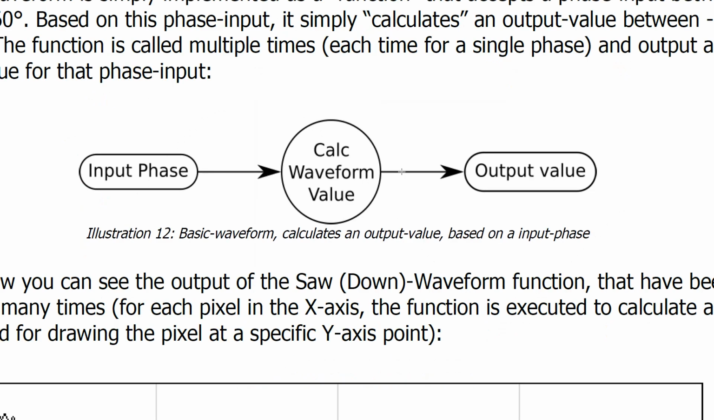Here we see an illustration of how a basic waveform is working. The basic waveform is simply a function. You input the phase, and internally the program operates in radians, but you can think of it in degrees instead. So the phase is a value from 0 degrees to 360 degrees. That phase you input to the function, and it outputs a value in the range from -1 to +1.